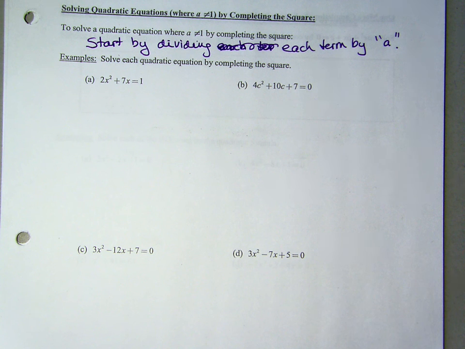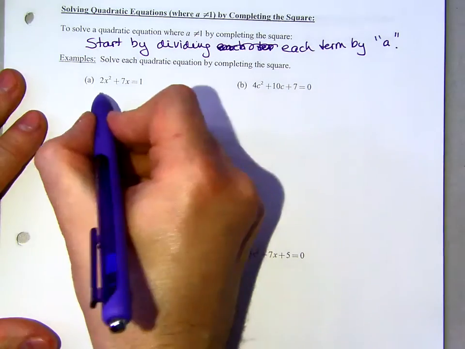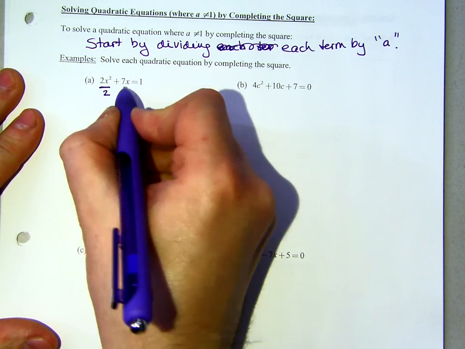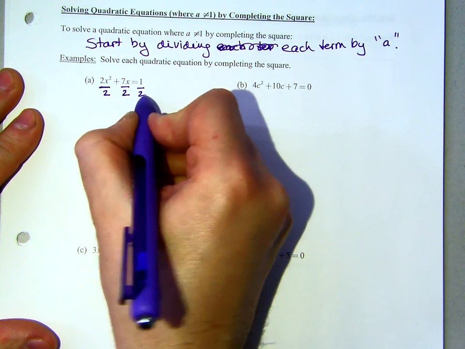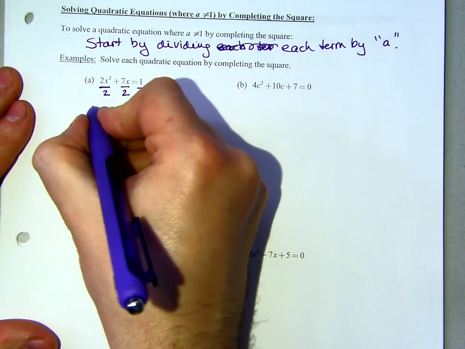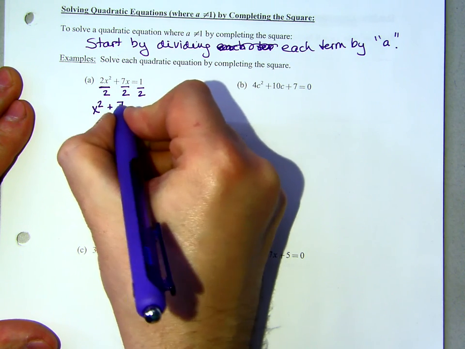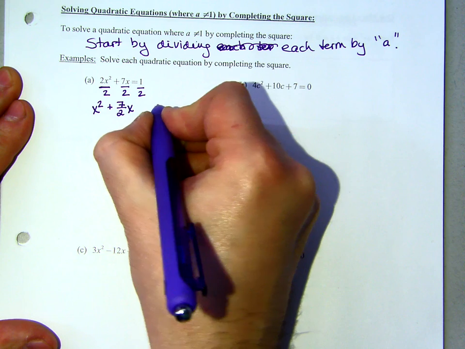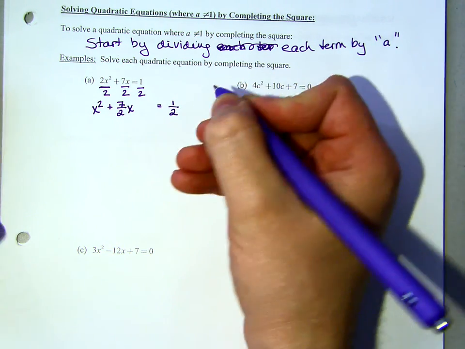So for each method that we look at, we have some different rules about what the problem has to look like. For solving by factoring, we need the thing to equal 0. For solving by square roots, we need the x squared on one side, the number on the other. For completing the square, our basic form is we need a 1 before the x squared. So, looking at letter A, how could I make the x squared term have a 1 before it? I could start by dividing everything by 2. So I'm going to divide each term by 2, which is going to give me x squared plus 7 halves x equals 1/2.